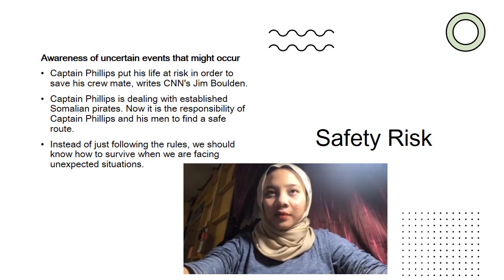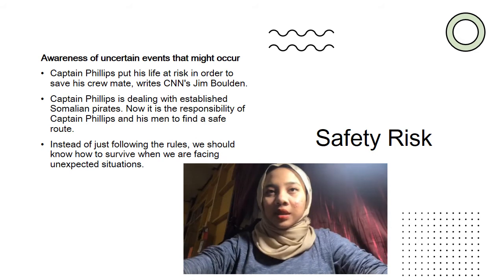Under safety, awareness of uncertain events that might occur. Captain Phillip noticed that something was coming from beyond the radar. As the target was observed through binoculars, it was pirate boats. They got near and the shooting began. The pirates really put up a fight, and their agility made them enter the ship successfully and seize position. Things dramatically changed around.